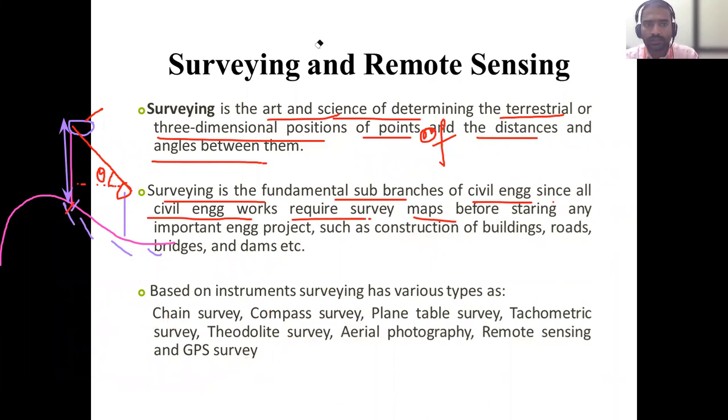See, surveying is the fundamental sub-branch of civil engineering since all the civil engineering works require survey mapping करने का रहता पहले before start of any important engineering project such as the construction of buildings, roads, bridges, dams. So if you want to construct any roads or bridges or dams, you have to do the survey work before starting the construction. Okay, so those survey map karte na, that is called as survey map.